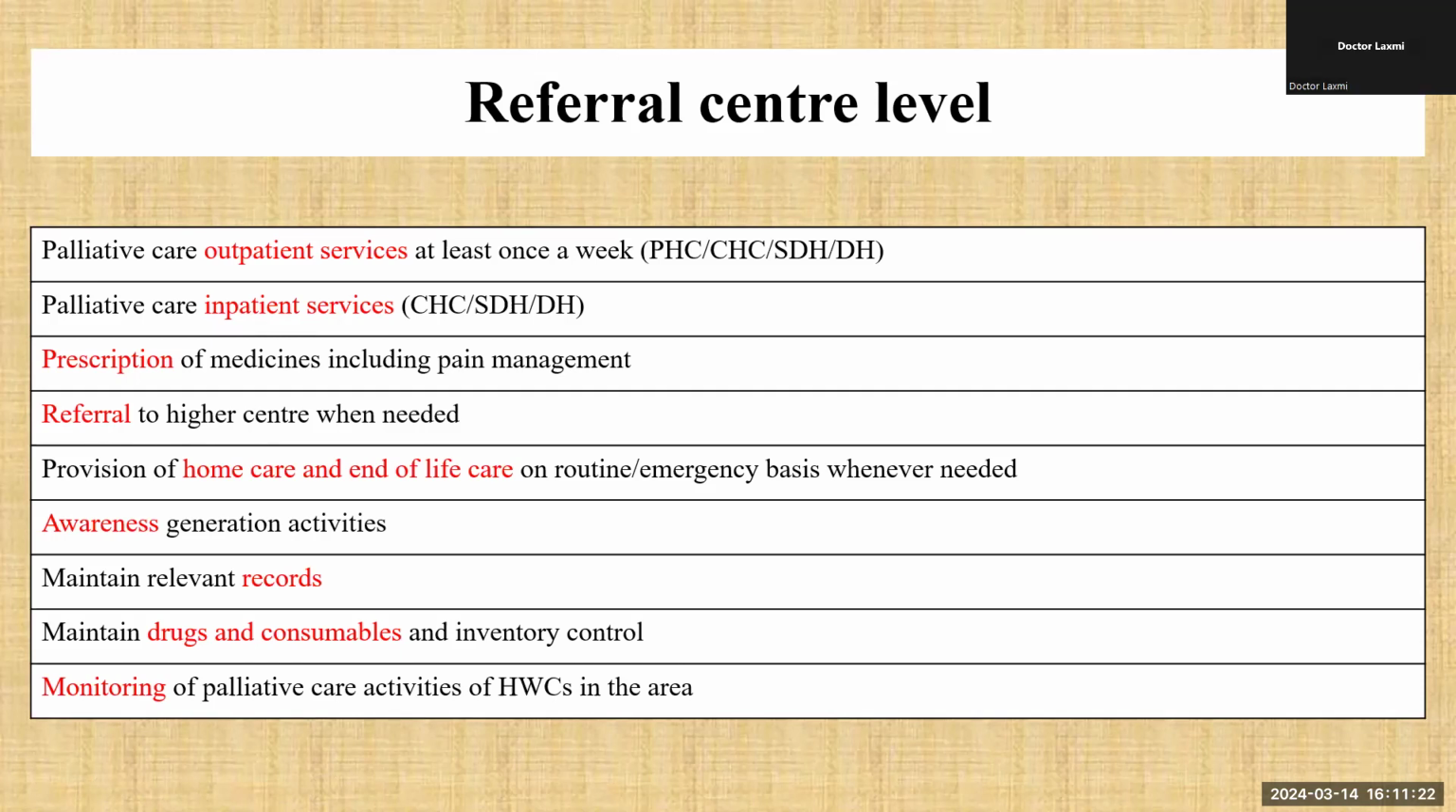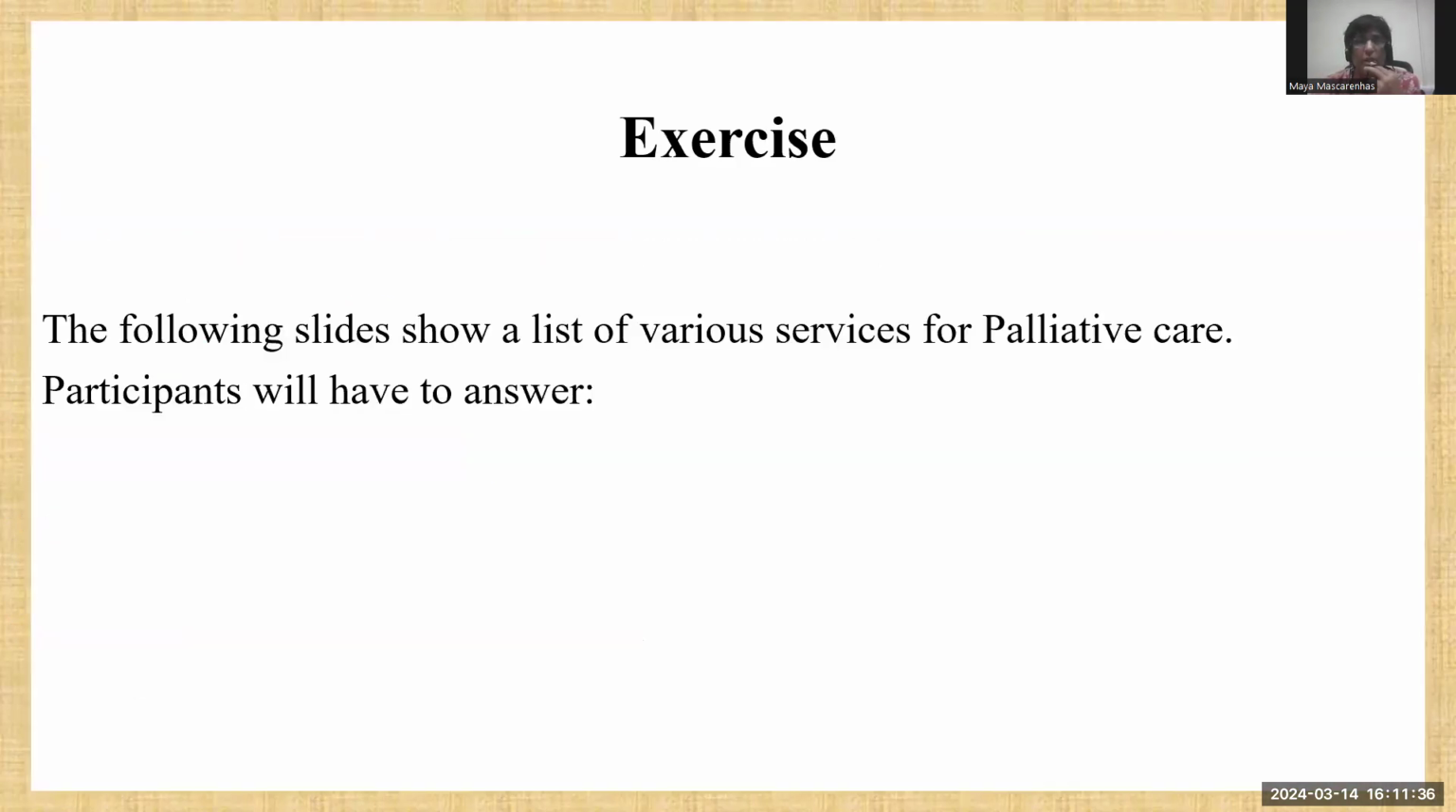Ma'am, there is a branch of AIIMS in Jhajjar. Okay, where is it? Ma'am, in Jhajjar. Oh, good. Oh, I didn't know. Very good. So this is at the referral doctor's level. So now you have seen there are three things.